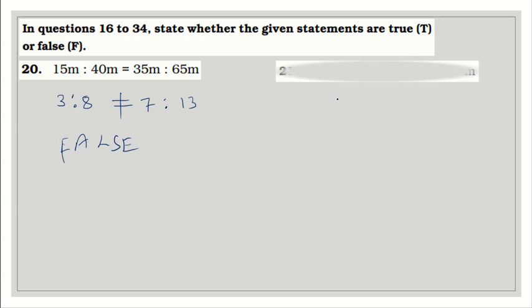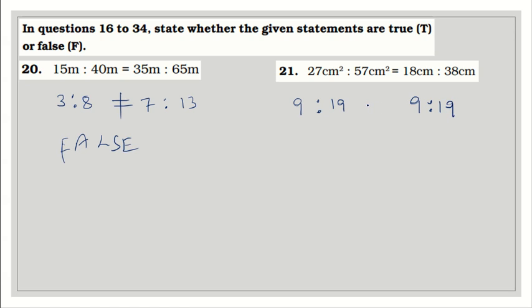And 21st question, 27 centimeter square is to 57 centimeter square. So 3 9s are 27 and 3 19s are 57. So 9 is to 19 is the first ratio. Another ratio is here, 9 is to 19, 2 9s are 18, 2 19s are 38. So 9 is to 19. Both are equal, therefore equality is true. We will agree with that, and true it is.